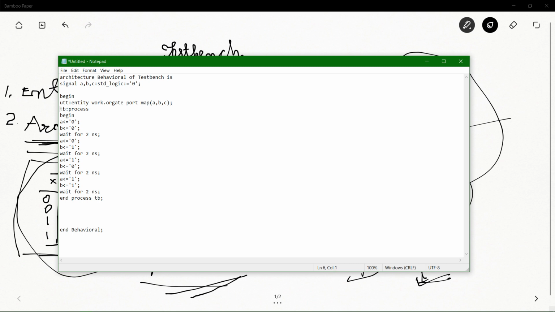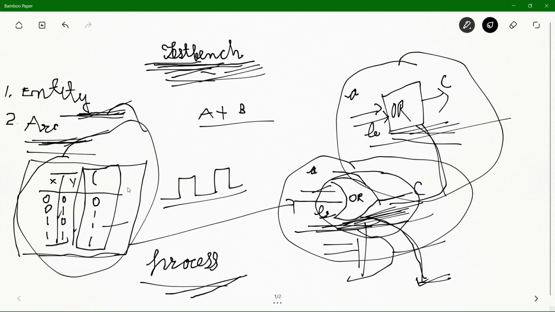So what is the full form of TB here? The full form of TB here is test bench. I am giving the compiler the label test bench as TB, and then I am initiating my process. So after writing this line, I begin to give the input and output values to my compiler. What is the first possible input value that I have checked for my compiler? That is 0 and 0.